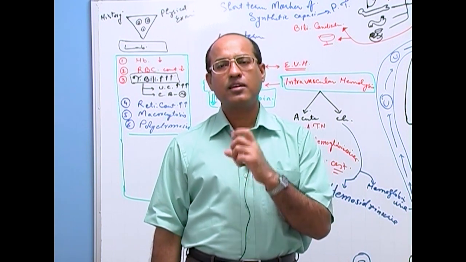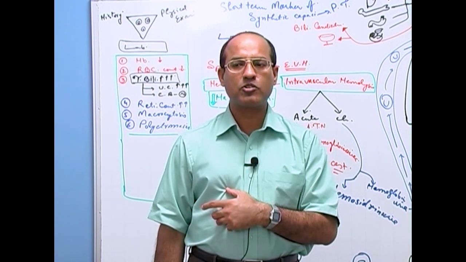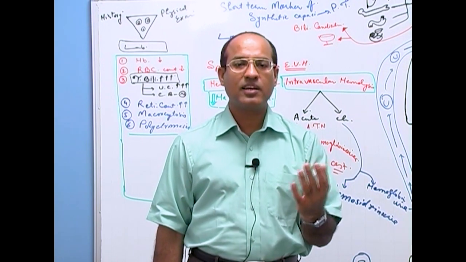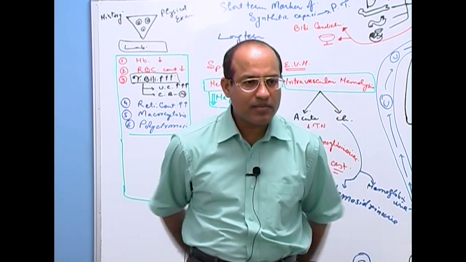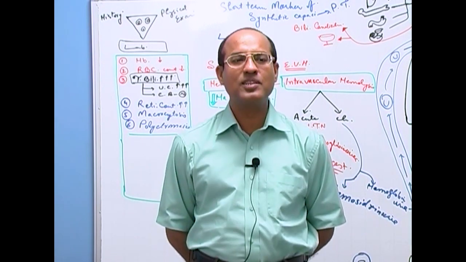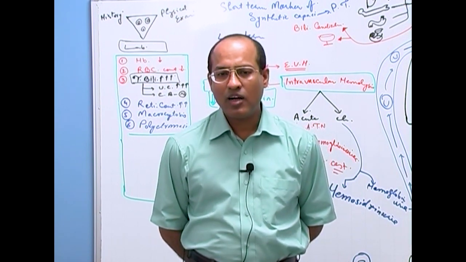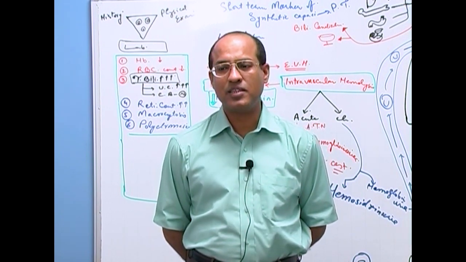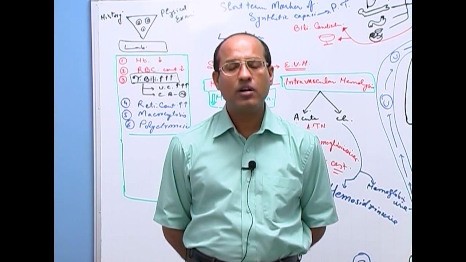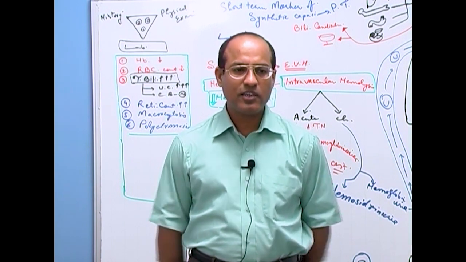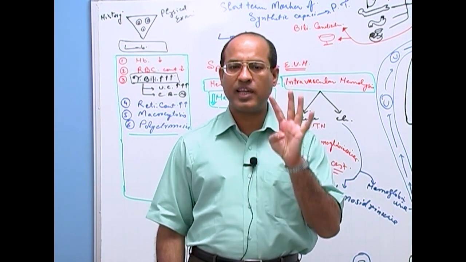If someone has his synthetic capability of hepatocyte significantly reduced for many months, he will have prolonged prothrombin time? Yes. Along with that, he will also have hypoalbuminemia. Is that right? Now about the liver, you should know 4 things very clearly.